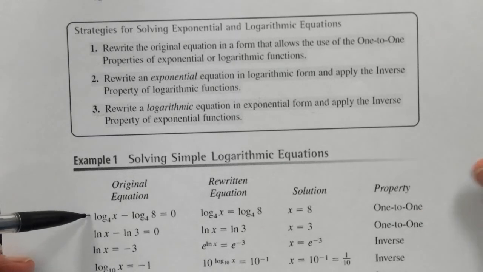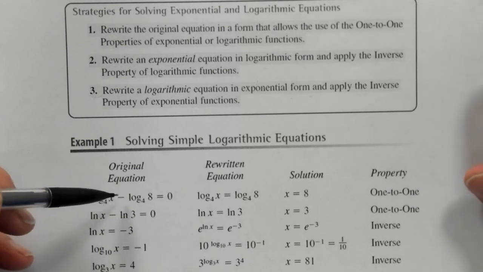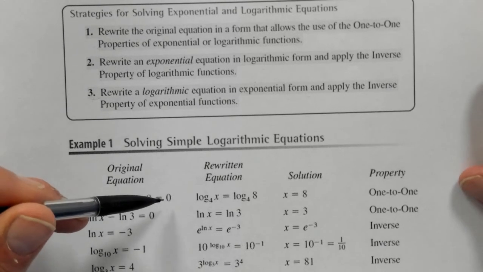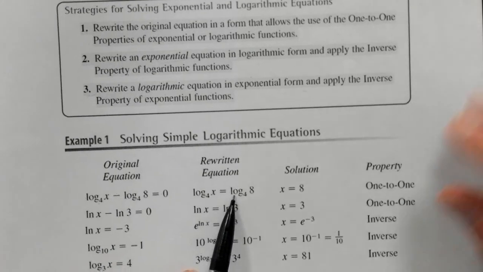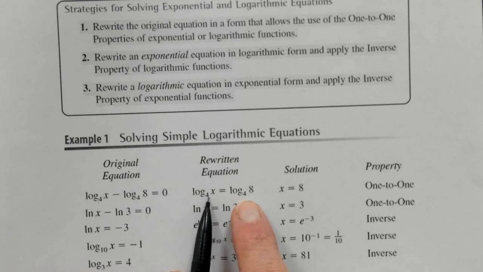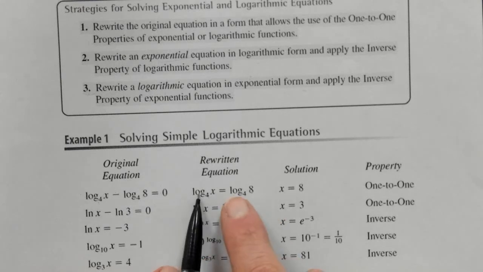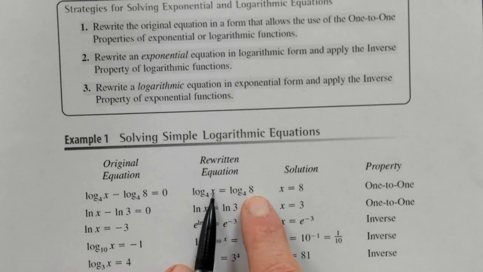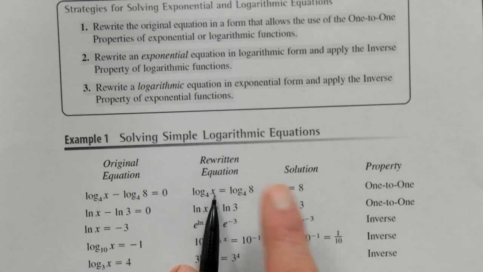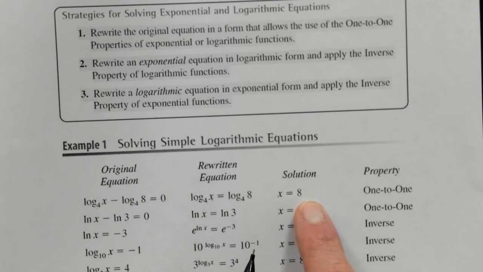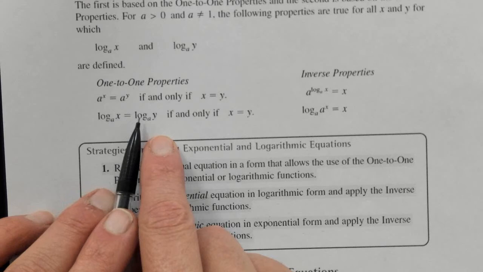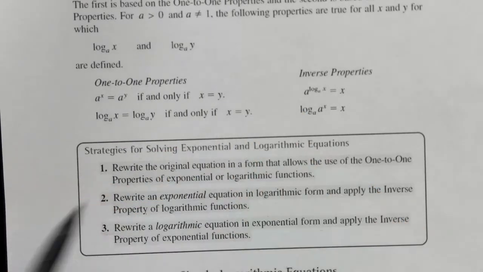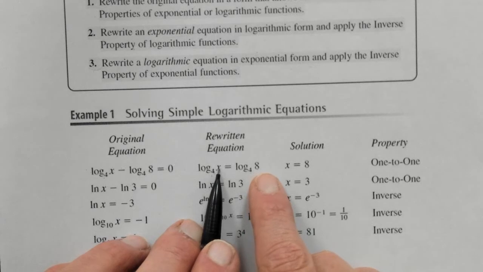So let's say I wanted to solve this equation right here. Log base 4 of x minus log base 4 of 8 equals 0. Well, I can move this term over to the other side and make it plus. And now look, log base 4 of x equals log base 4 of 8. Well, remember, when the bases here are the same, then that means that these also should be equal, right? So that means x equals 8, one-to-one property. So going back here, looking at this property, log base a of x equals log base a of y, if and only if x equals y. So remember, if the bases match, then this part also has to be equal.